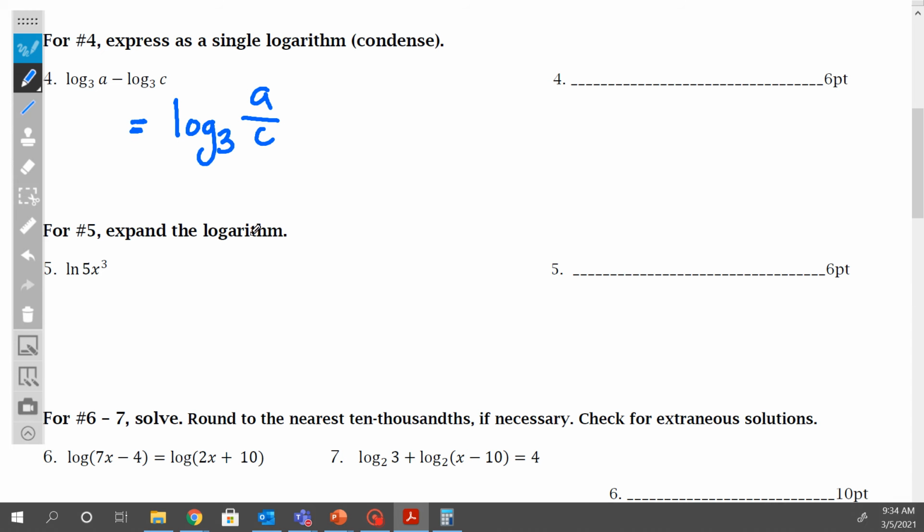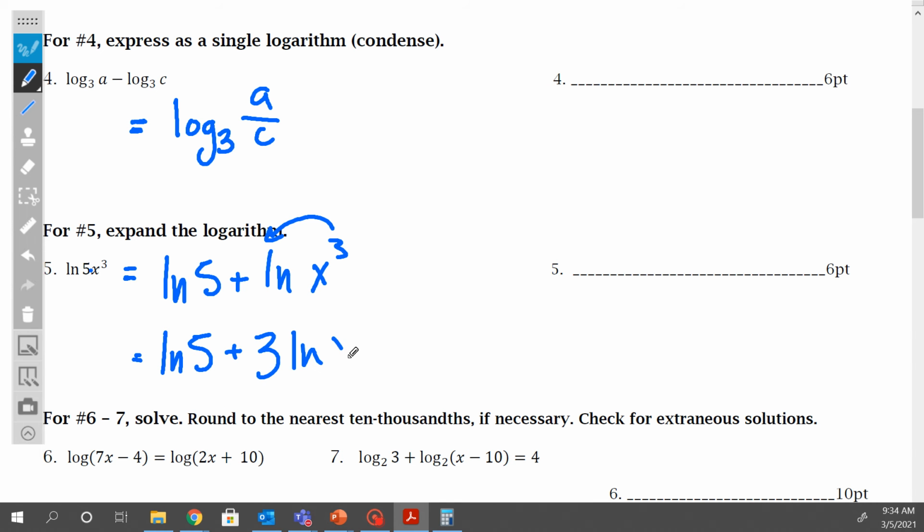Number 5, expand the logarithm. Okay, so we'll be expanding this. So right now we're looking at natural log of 5 times x cubed. So I can separate the multiplication there into natural log of 5 plus the natural log of x cubed. And we also don't want any exponents, so this exponent can come to the outside as multiplication. So natural log of 5 plus 3 natural log of x, or 3 times the natural log of x. Now that the logs only have one thing inside them, this has a 5, this has an x, then we are expanded.